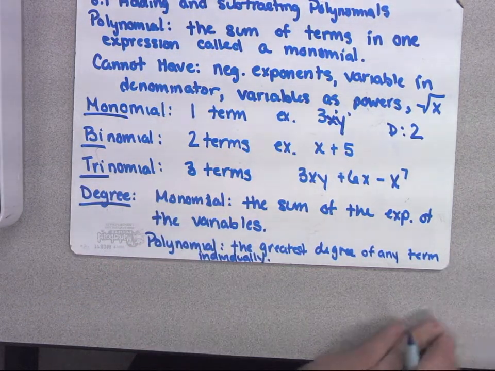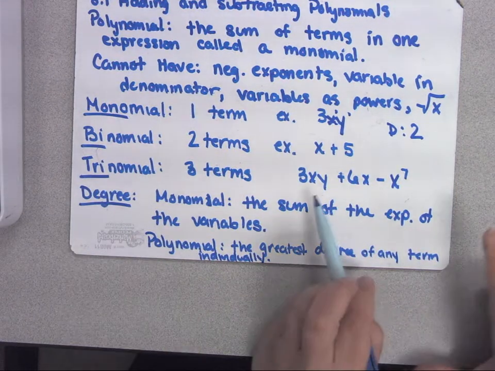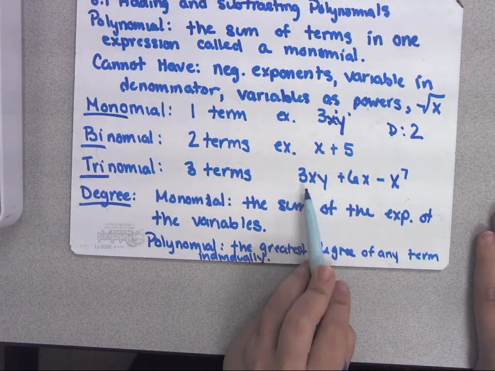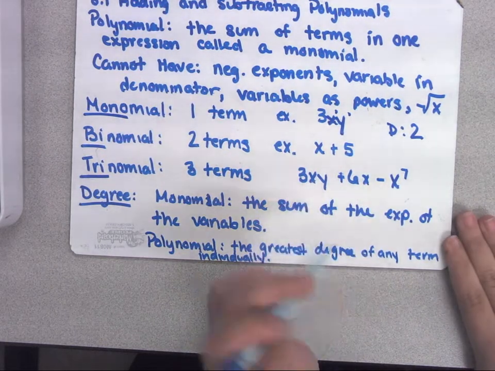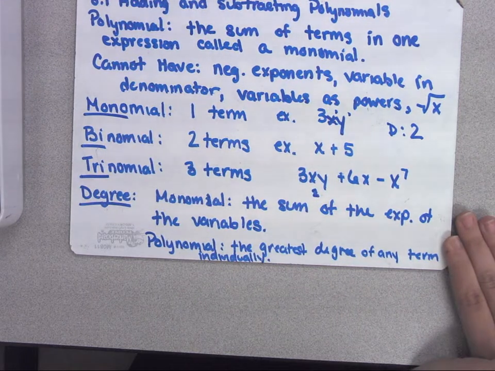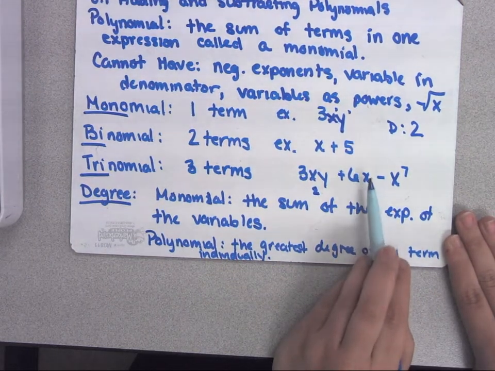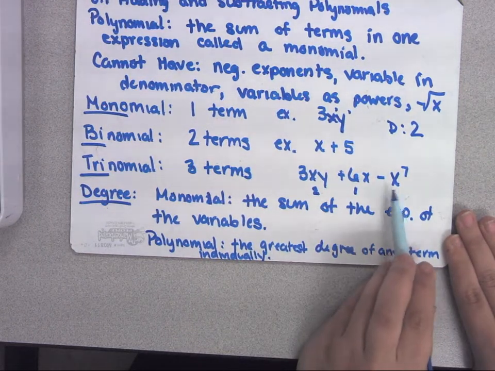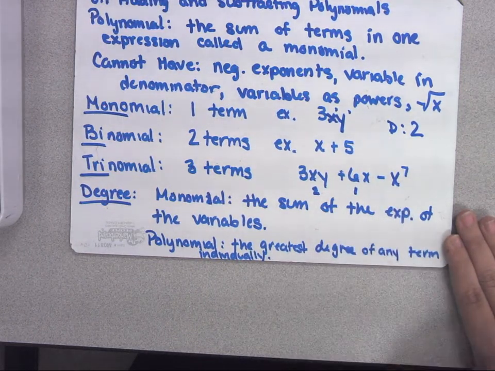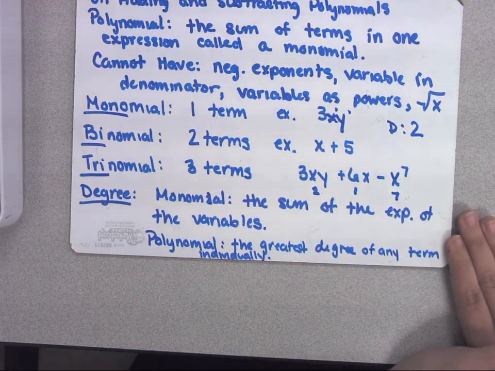So remember, a term is the same thing as a monomial. If you look at the trinomial, because that one's the best one, this 3xy is one term. Its degree, we just did it, right? Its degree is 2. This 6x is another term. What's the only degree it has? 1. But this x right here is my third term. What's its degree? Out of all those numbers, which one's the biggest?